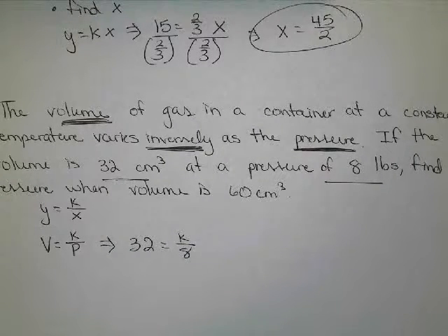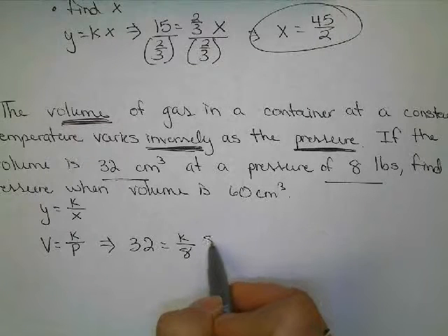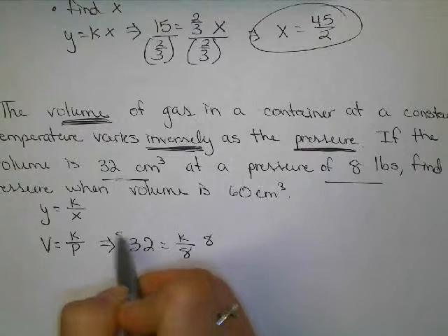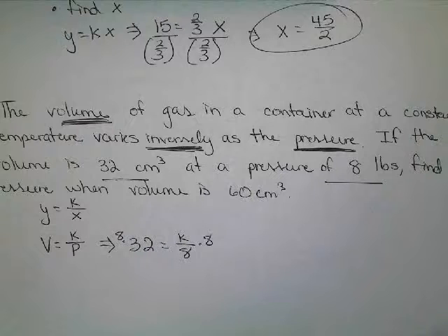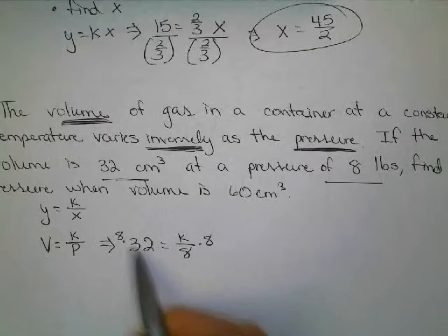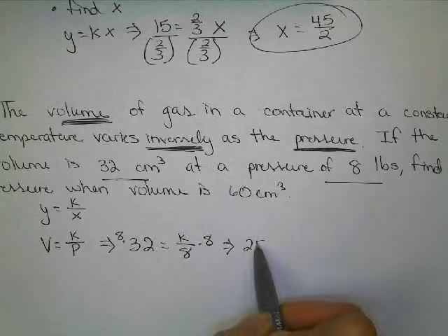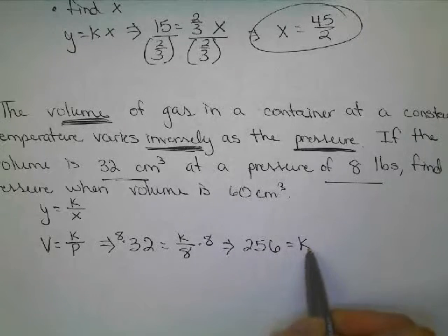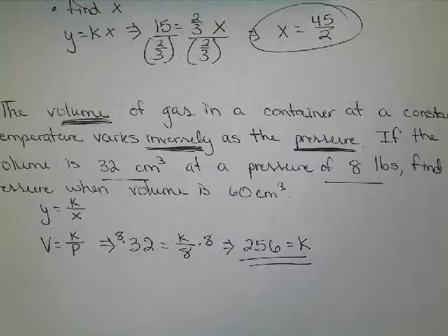To get rid of that 8, we need to multiply because it's being divided. So the inverse of that is multiplication. So that makes a 1. That goes away. Then 8 times 32 gives me 256. So 256 is K. Well, now they told us to find the pressure when the volume is 60 centimeters cubed.